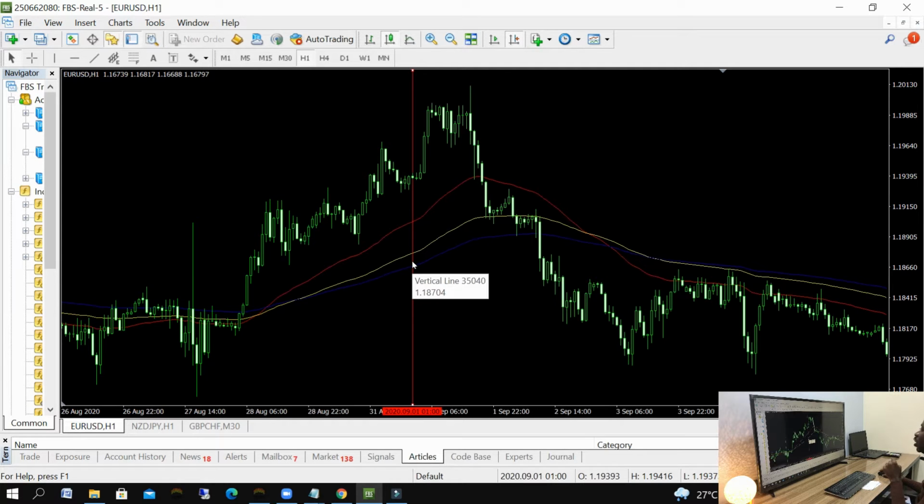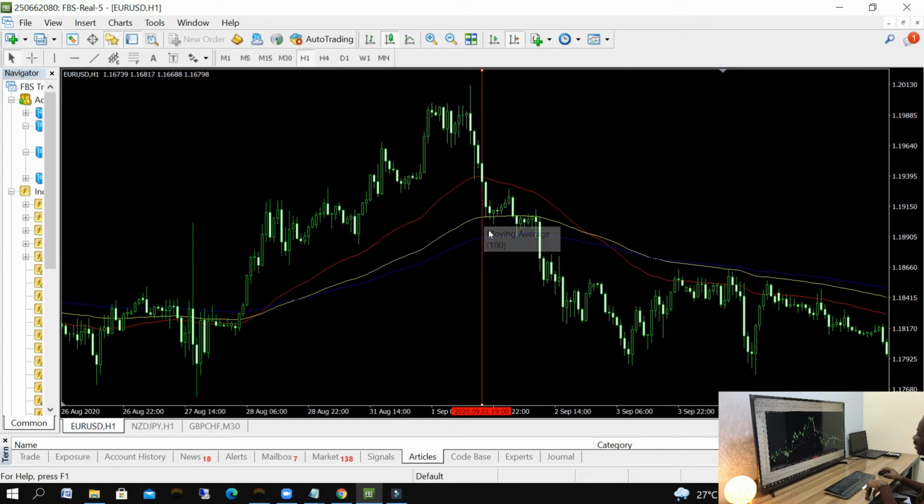Now the third condition is you have to wait for a candle to close below the 50 moving average. You can see it happens here. It closed below the moving average. Once it closes below, you wait for the next candle to close above this 50 moving average, then you enter for buy. But in this case, once it closes below the 50 moving average, it comes back down to this 100 moving average. So this trade is invalid.